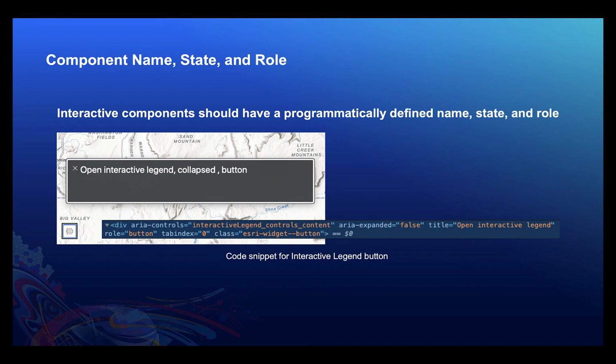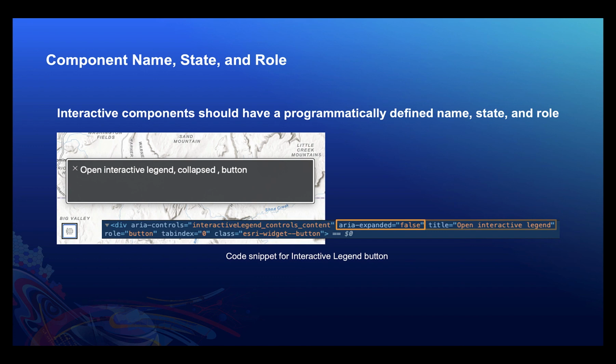This slide contains a screenshot of the code for the interactive legend button. The name of the element is defined by the title Open Interactive Legend, which is a meaningful description of the control. The state of the element is defined by true or false in the ARIA expanded label, which lets the user know what will happen or change when they interact with that element.